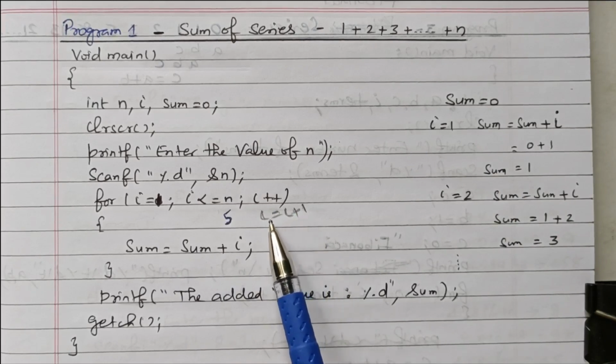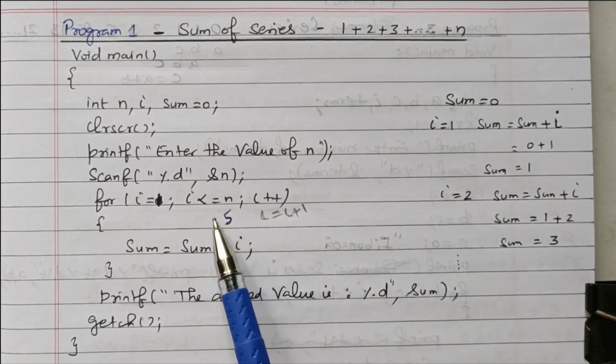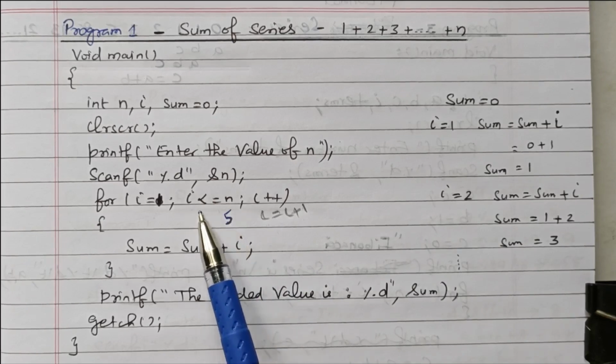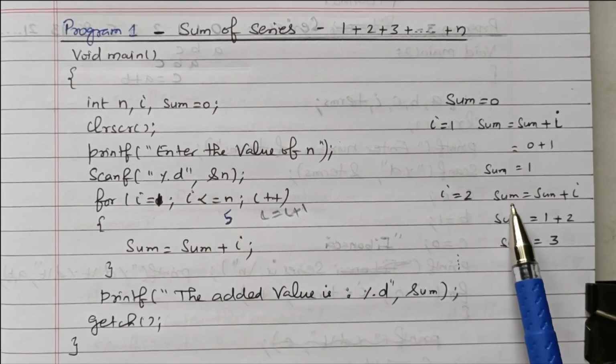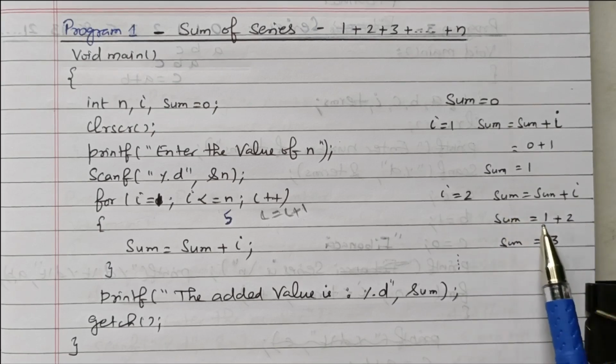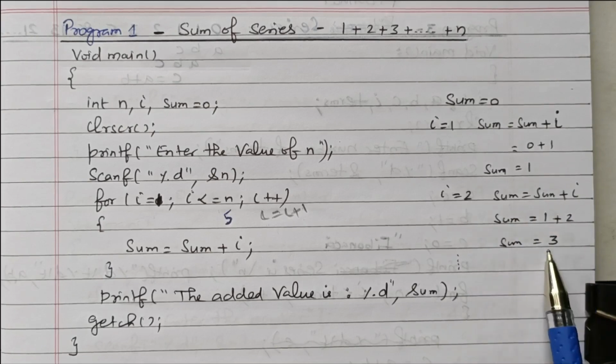I is already 1, 1 plus 1 becomes 2, so I equals 2. This condition is satisfied: I is less than or equal to n. N is 5, I is now 2 only, so this condition is satisfied. Again it will execute sum equals sum plus I. The sum is now 1, I is 2, so 1 plus 2 is 3. Now the sum becomes 3.